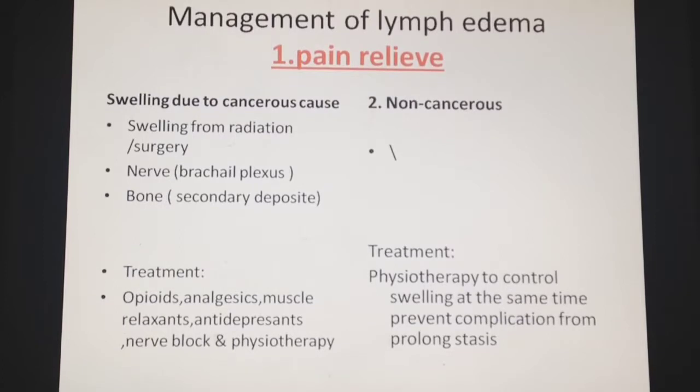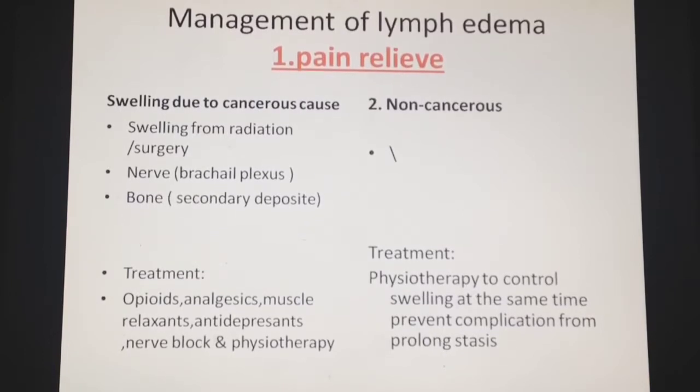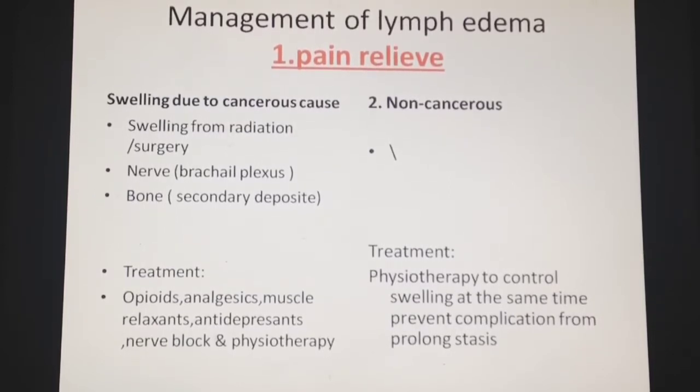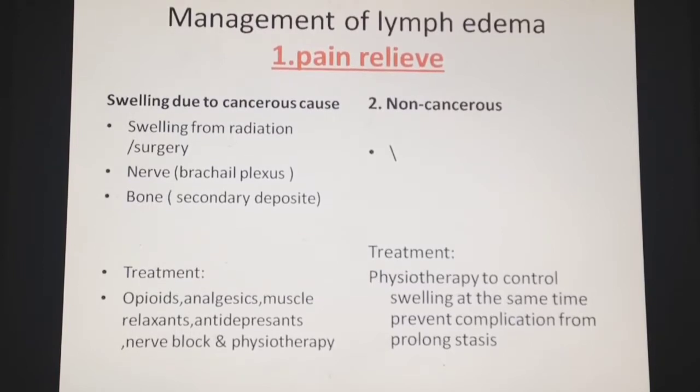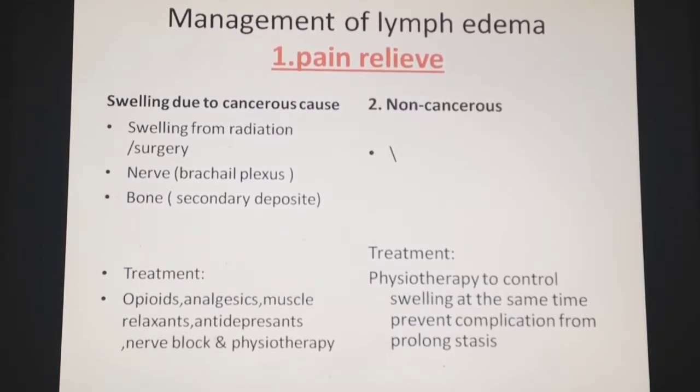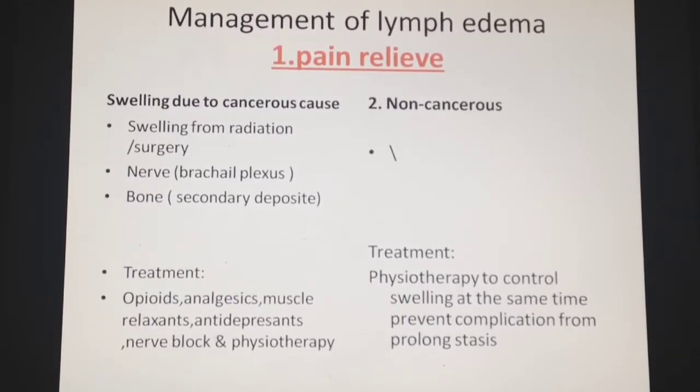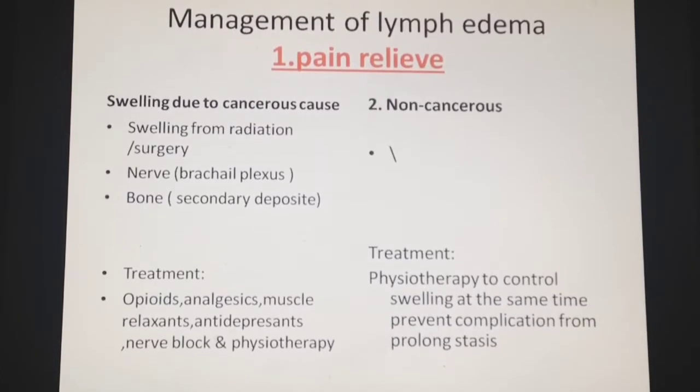Now, as you know, this can be caused by two things: a cancerous state or a non-cancerous cause. In a cancerous state, the swelling is from radiation, from surgery, from nerves involving the brachial plexus, or from bones because of secondary deposits. So in order to treat a cancerous state causing lymphedema, we need to give the patient opioids, analgesics, muscle relaxants, antidepressants, nerve block, and physiotherapy. Whereas in a non-cancerous cause, what we do is we control the swelling.